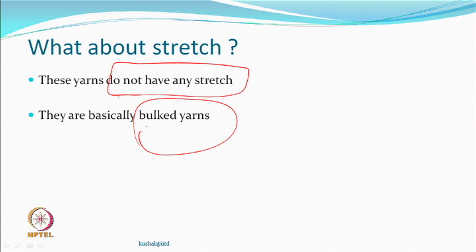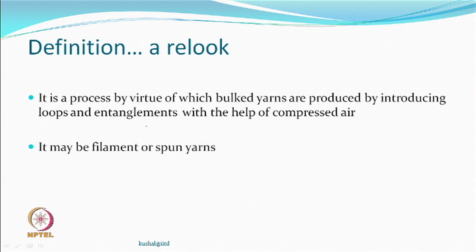So, principally there is not much of a difference except that you are giving a second heat treatment. Now, this material is different. So, today we can have a relook at the definition. The process by virtue of which bulk yarns are produced remains the same. You have to do loop formation and entanglements have to be done. Again, compressed air has to be used, but you are not talking about flat filament yarn, it could be any yarn.